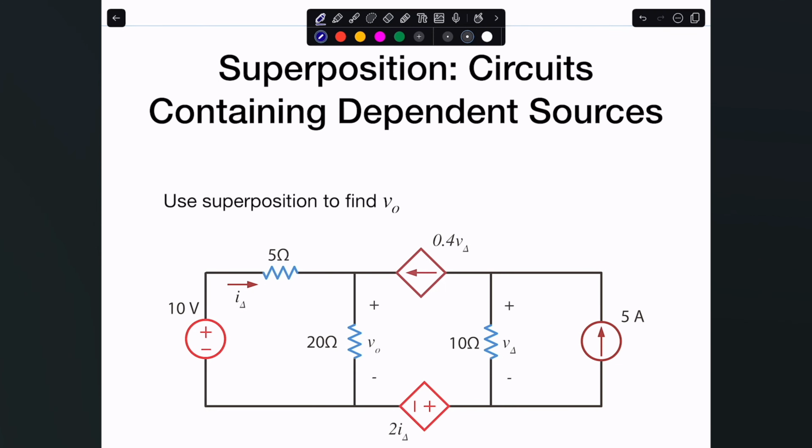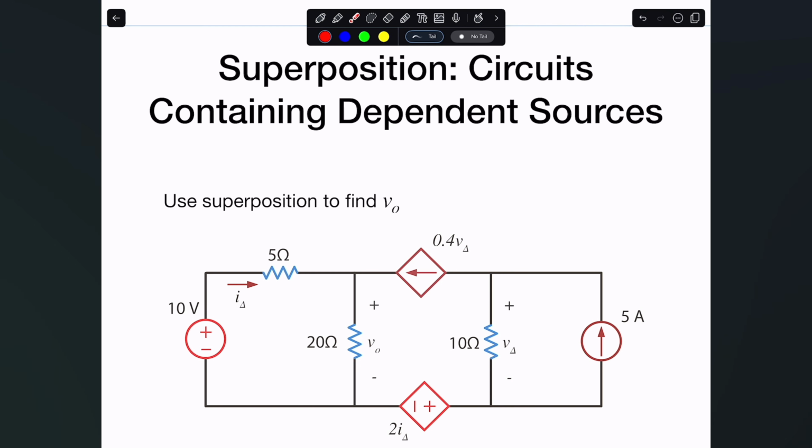Right. So what if the circuit contains dependent sources? How can I use superposition to do that? I'll explain this with an example, but simply speaking, in this circuit I have a current source and a voltage source that are independent, and I have a dependent current source and a dependent voltage source. In superposition, it turns out that dependent sources stay on all the time. You can't just turn them off.